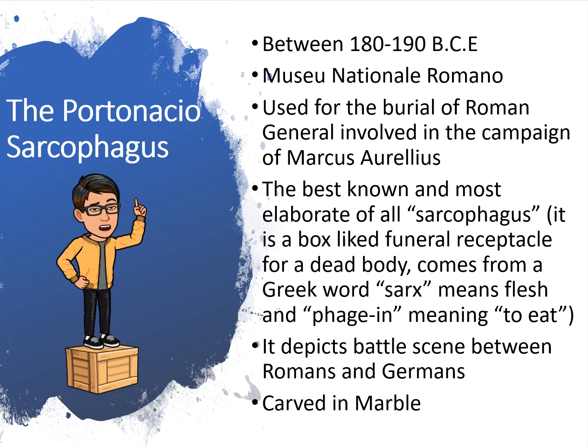The Portonaccio sarcophagus, between 180 to 190 before Common Era, Museo Nazionale Romano, used for the burial of a Roman general involved in the campaign of Marcus Aurelius. Okay, so yung sarcophagus, class, from the word sarx and phagein, so flesh eating, from the word flesh. Yung ibig sabihin lang ng sarcophagus, class, is yung coffin, yung ataol. So kaya siya ginagamit for burial, sa paglilibing of Roman generals involved in war, of Marcus Aurelius.